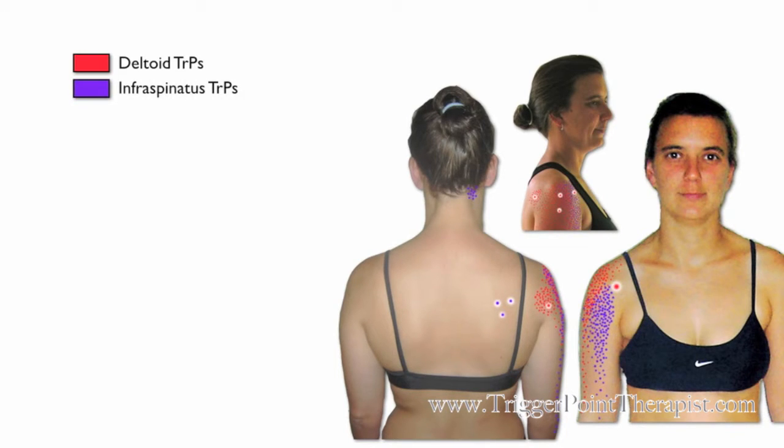Next, in purple, we have the infraspinatus trigger points, which refer pain deep in the anterior shoulder joint and down the front of the upper arm and slightly to the base of the skull. Next, in pink, we have the teres minor trigger point, which refers a local spot of pain on the posterior shoulder region. Now in green, we have the supraspinatus trigger points, which refer pain to the upper lateral part of the shoulder and the outside of the elbow.